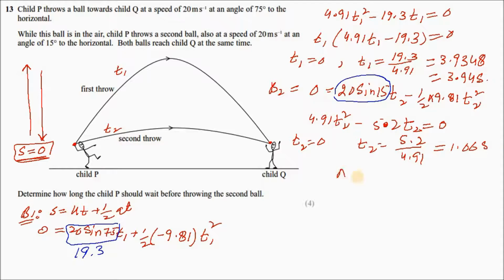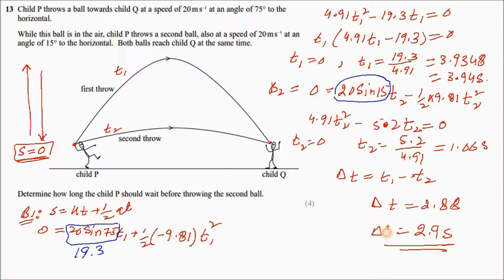So delta T, the time difference, delta T is T1 minus T2. So delta T is 2.88 second or 2.9 second. This is the difference between the time intervals. So a student should wait for 2.9 second and then throw the second ball.